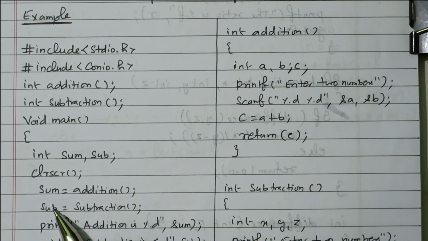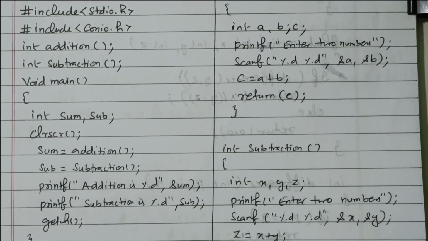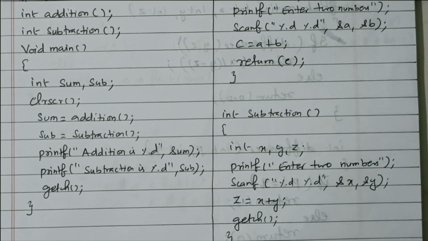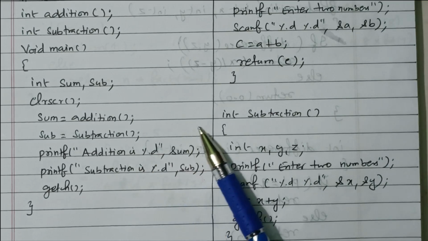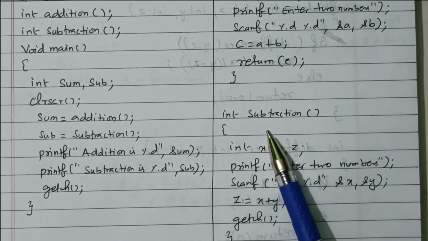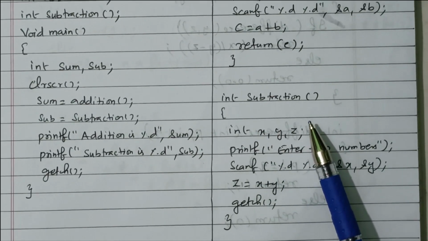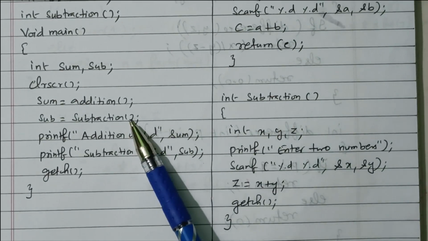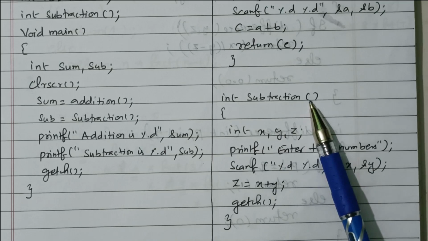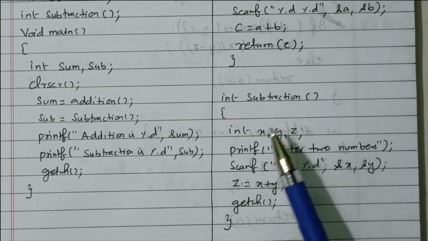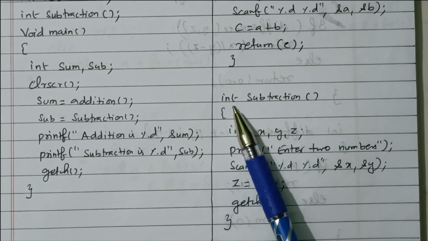Now again we are calling one more function. Sub equal to subtraction. So what will happen? The control will go to the function subtraction. So from here the control will go to subtraction. So this function also is not having any argument. So both should be matched. We are not passing any argument. Here also no argument. Right. Then the return type is integer.